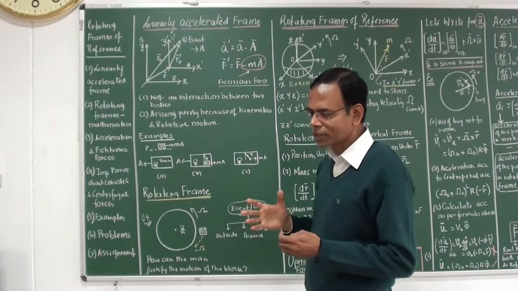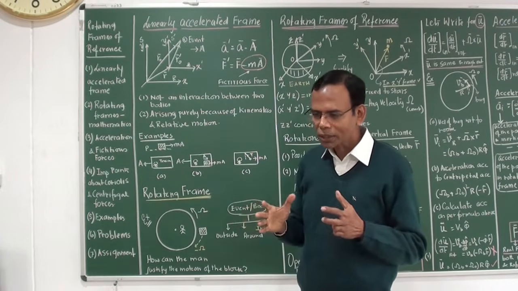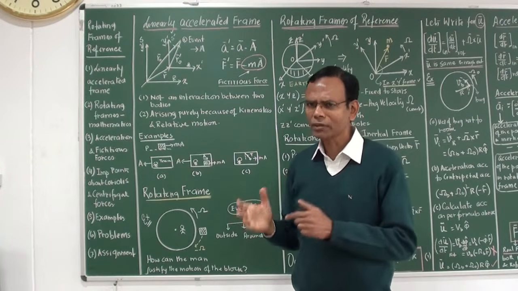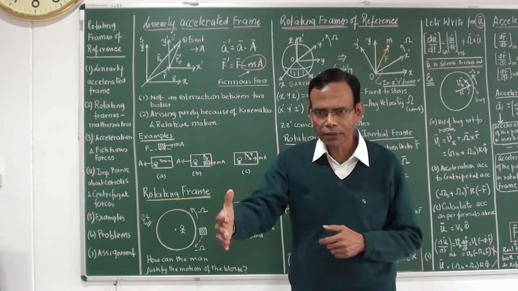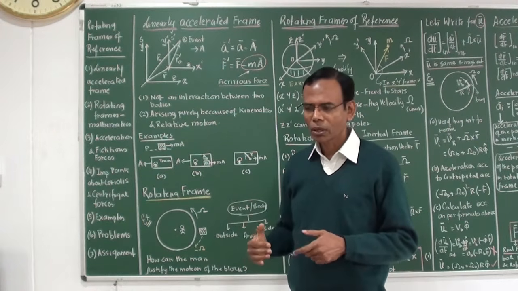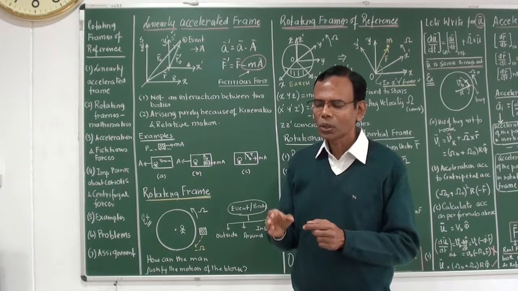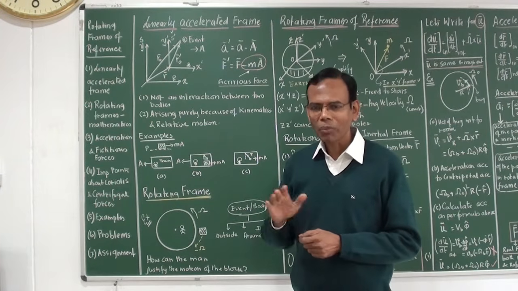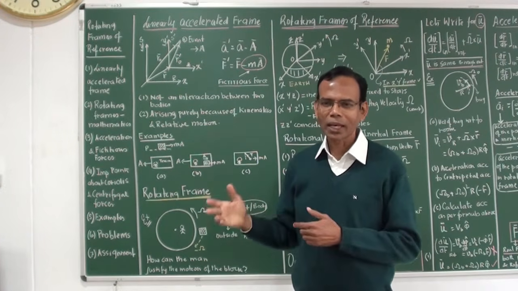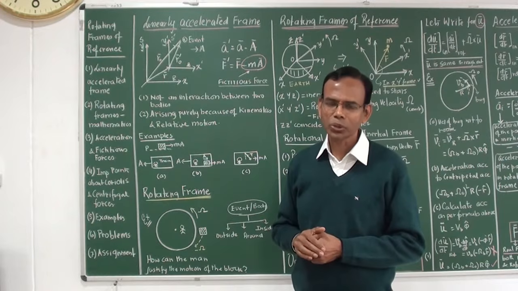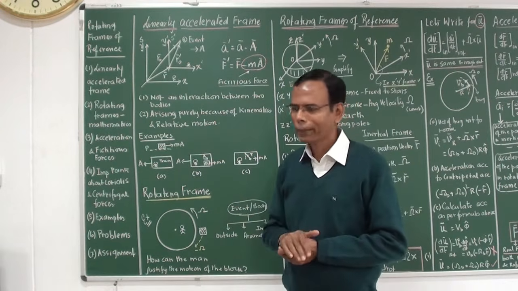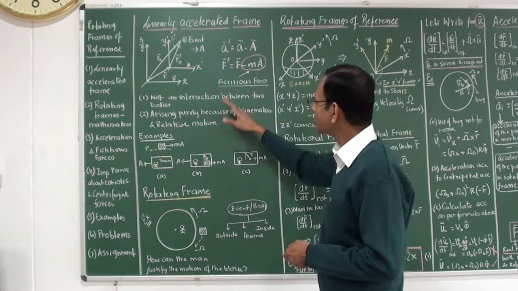So what we have seen is that in a non-inertial frame, when you are observing any event, that event may be outside the frame or inside the frame. But in order to analyze it, we have to put a force minus mA, and then we can apply Newton's second law of motion, that is F is equal to mA. These are the things I have written.